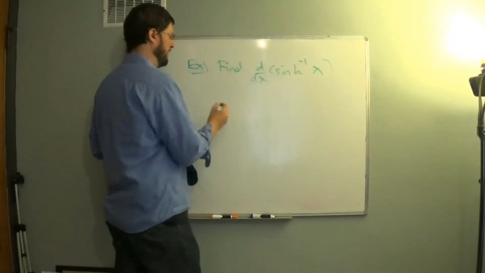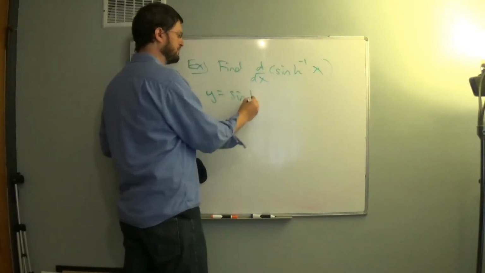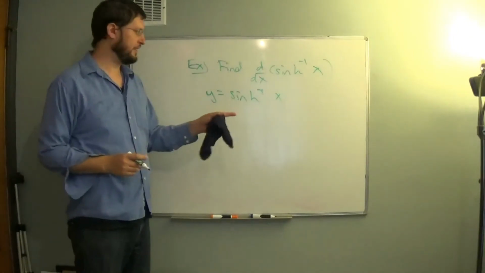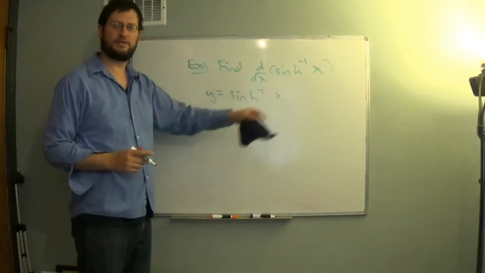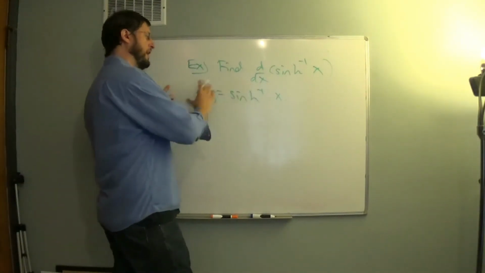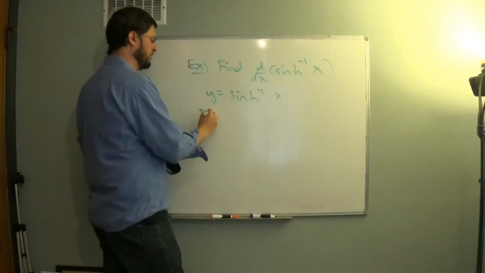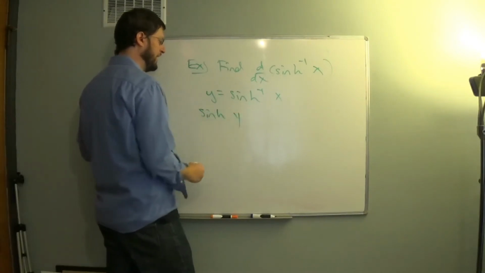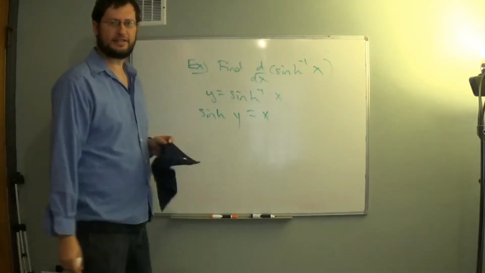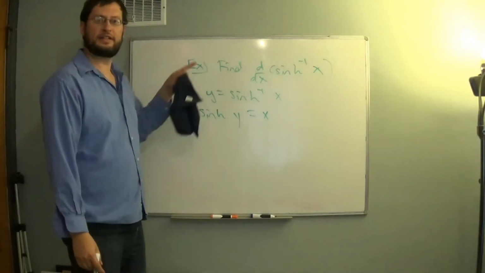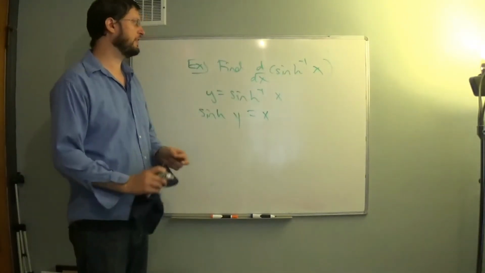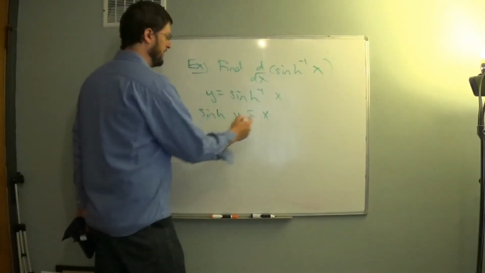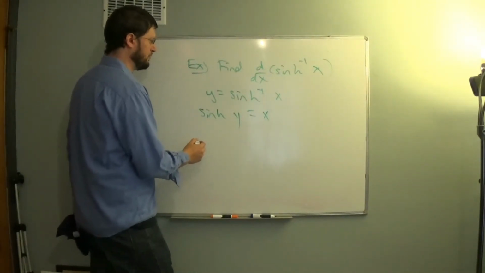Okay, so that's what we want. We want to find the derivative of this. So we're going to start with y equals sinh inverse of x. Remember that if y is equal to sinh inverse of x, I can apply sinh to both sides, or you can think about that as switching the x and y's to get rid of the inverse. I get sinh y is equal to x. We're going to take the derivative of both sides. This is sort of an implicit differentiation, if you want to think about it like that. We're taking the derivative of both sides with respect to x.